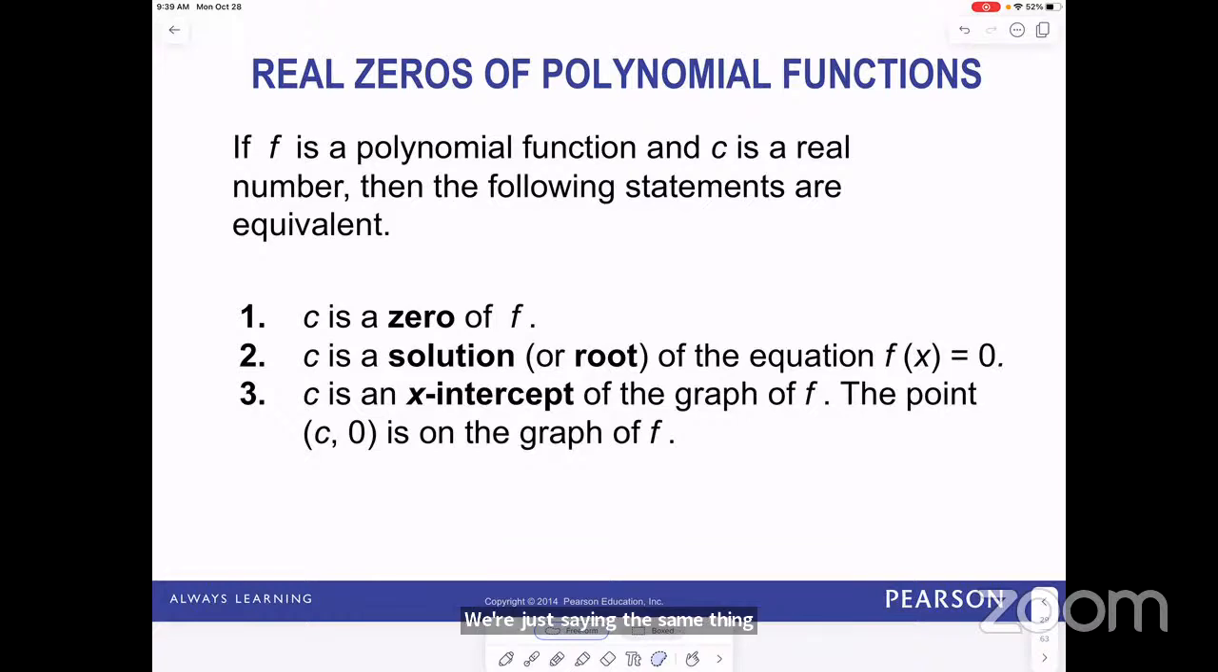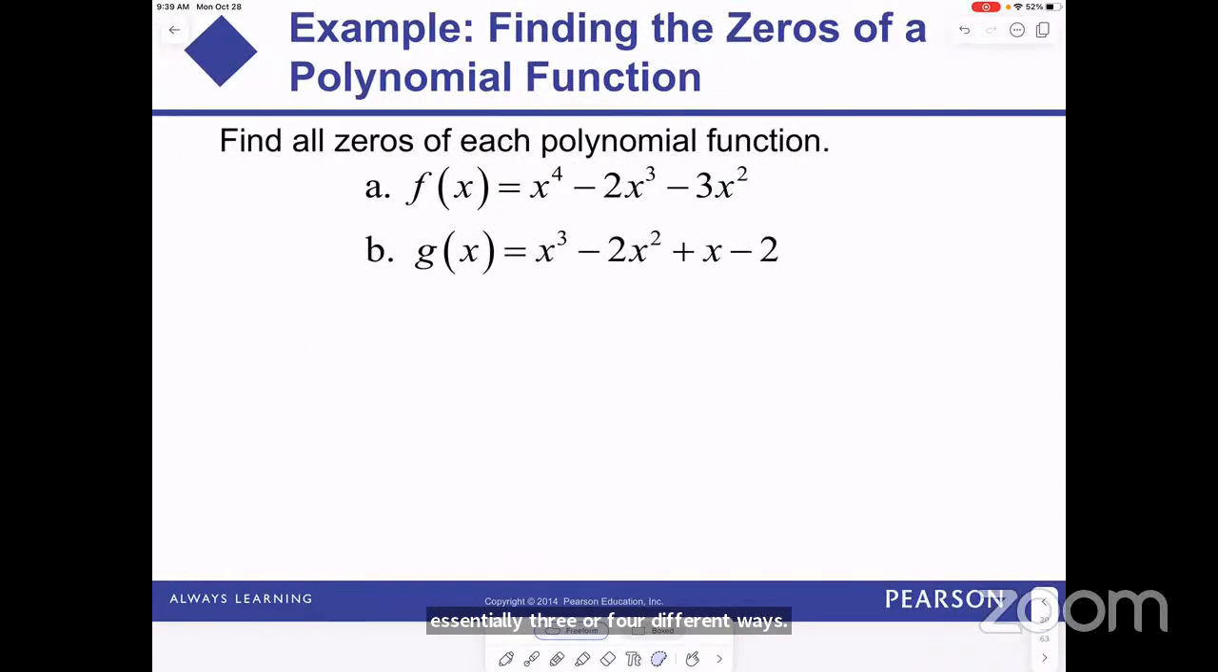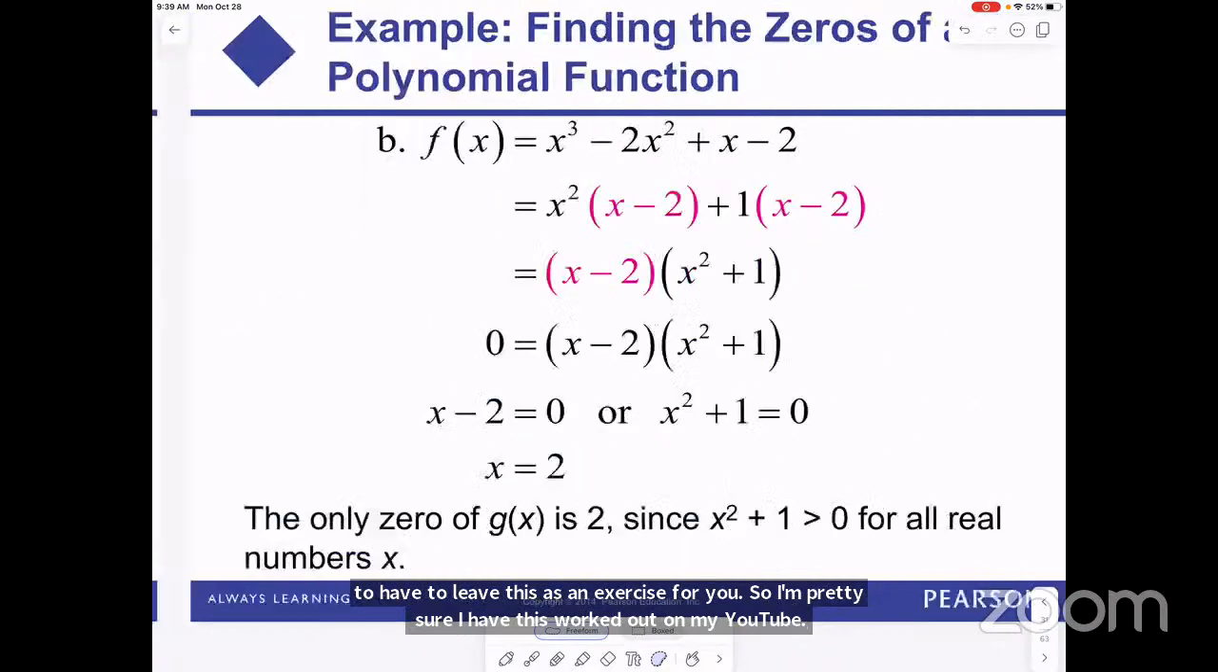Okay. So find all zeros. This is where factoring will come into play. I think in the interest of time, I'm going to have to leave this as an exercise for you. I'm pretty sure I have this worked out on my YouTube. We also have a typed version there. So I'm going to have to leave that for you.